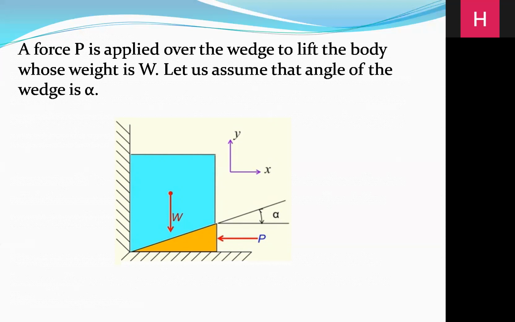And here alpha is the angle of the wedge, which forms between the wedge and the body. This is taken as the support to the wedge and the body, and it is used for lifting the body, whose weight is taken as W. It acts downwards, towards the gravitational force.